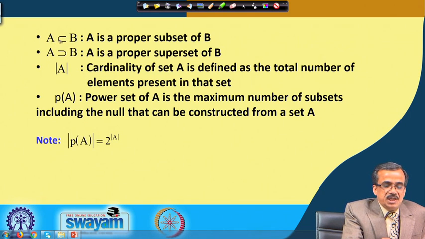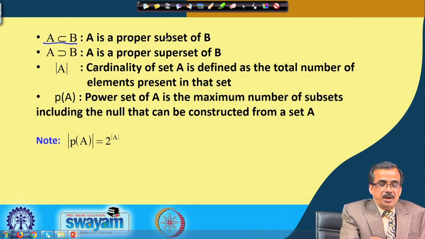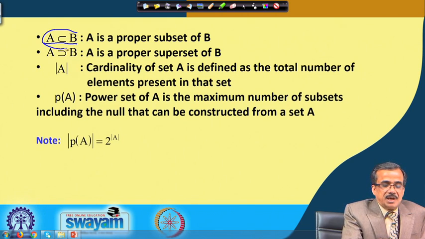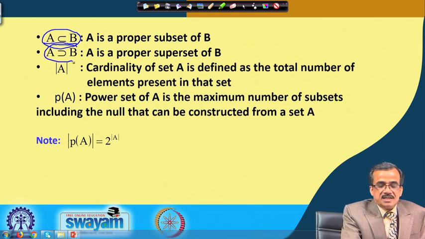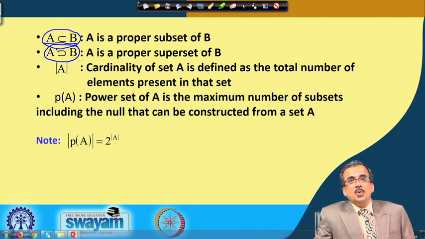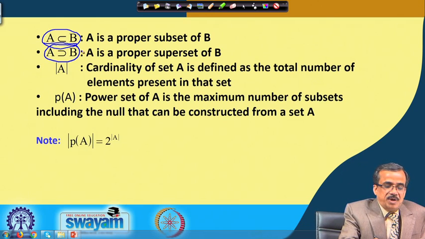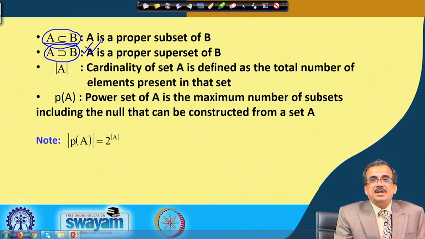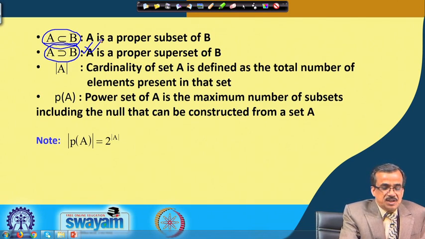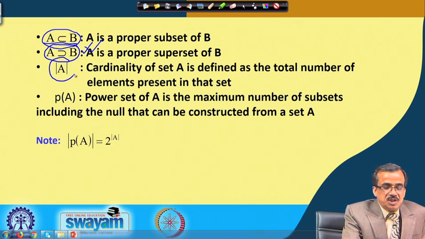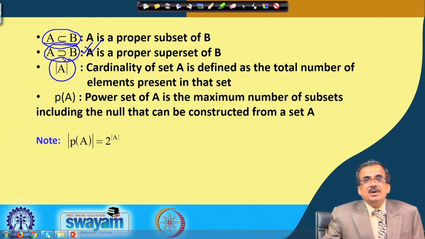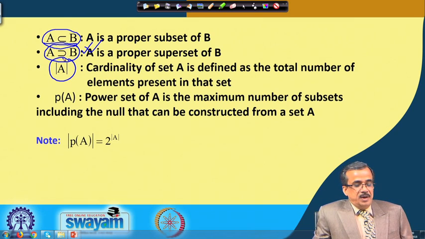Now, here, this particular symbol is A is a proper subset of B. So, to represent A is a proper subset of B, we use this particular symbol. Then the next symbol indicates A is a proper superset of B. Now, I am just going to concentrate on another symbol. This is the symbol of the mod sign or the mod value.